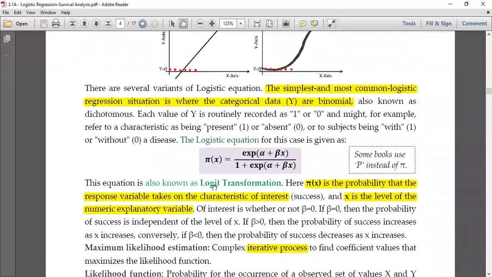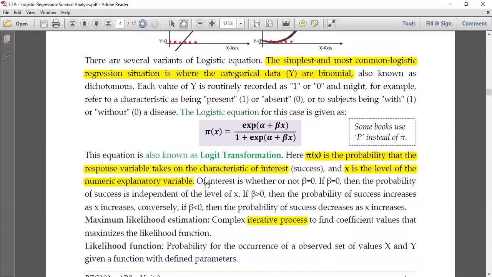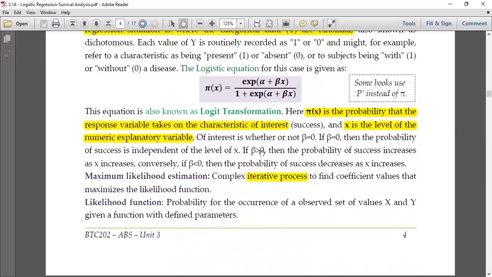This equation is also called the logit transformation. Now here the probability value is calculated based on this particular outcome. This equation is obtained, in the sense that alpha and beta, the two parameters you have, are calculated based on an iterative process, that is the maximum likelihood estimation method. So this is a non-linear equation. This is a non-linear equation fitting the dichotomous variables. So the maximum likelihood method is used to identify the parameters alpha and beta.